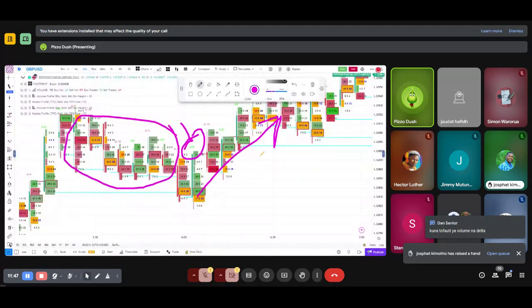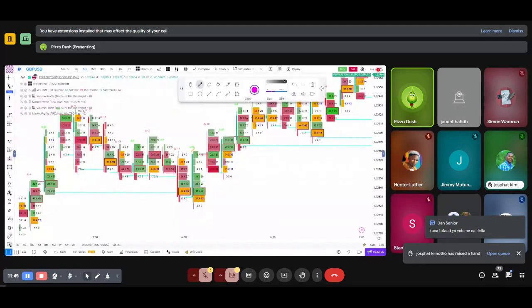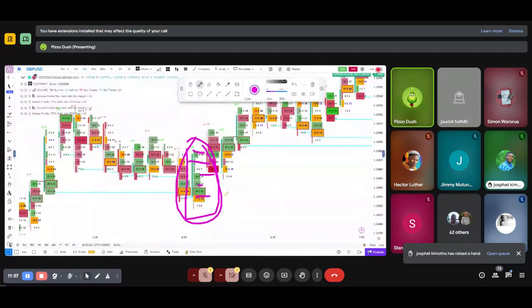Na tulisema aje, you can know who is taking over the whole footprint by just checking the color of the cells. You can see green, green, green. Actually hakuna red data moja. You can see zote ni green, meaning kulikuwa na a lot of bias at this specific area. So that's why you can see the breakout will happen side gani? Upper side. So I was just trying to illustrate the volume spike.